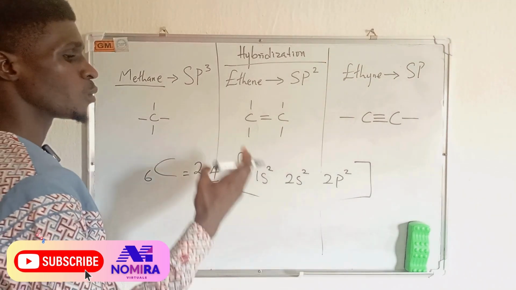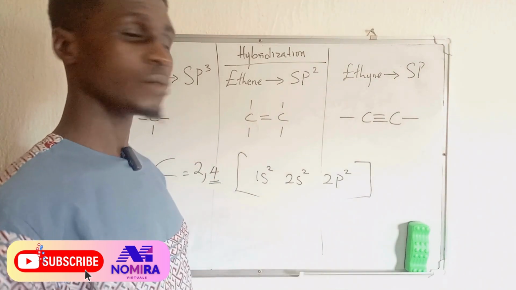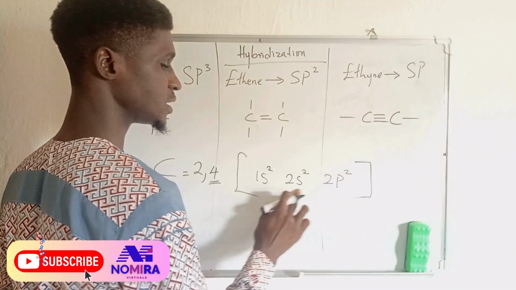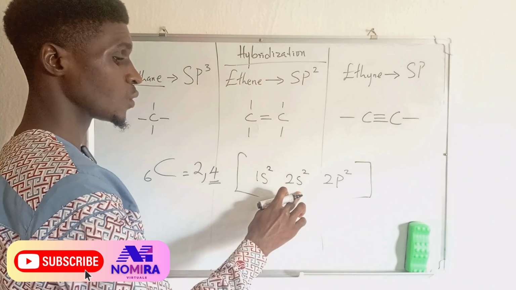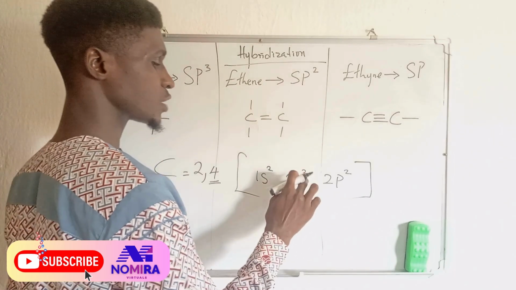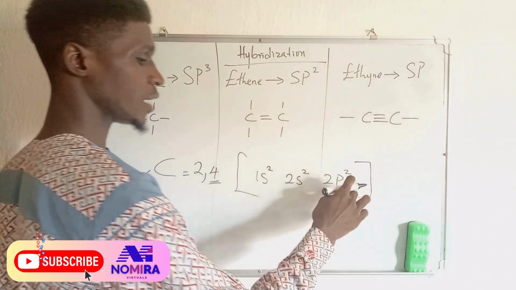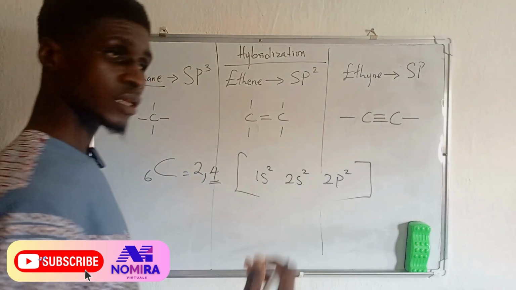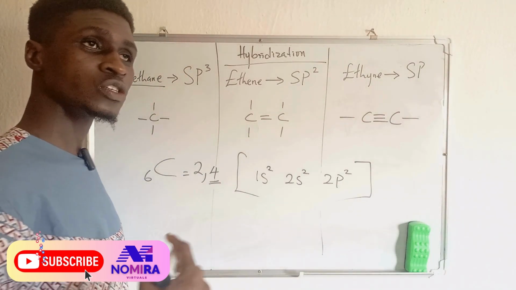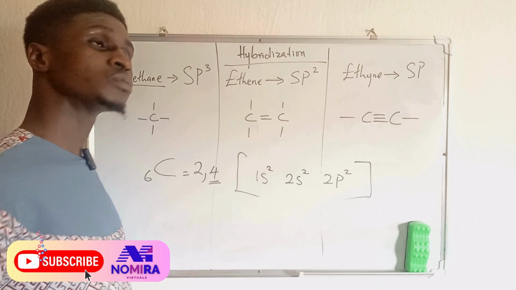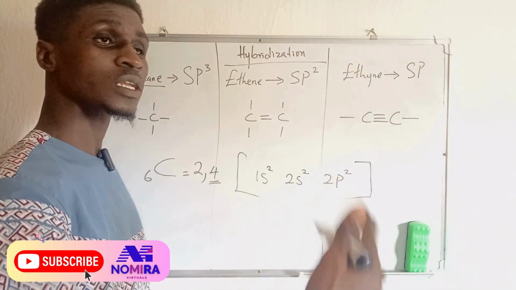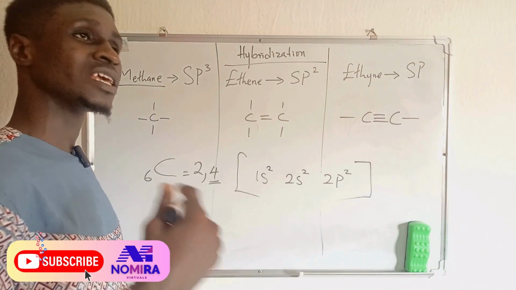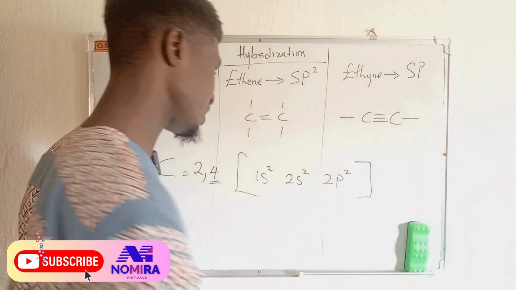So for us to understand hybridization very well, you understand that something happens in this s orbital where one of these electrons jumps and enters this p orbital. When an electron from a lower energy level jumps to a higher energy level, we call it excitation. We say that that particular configuration is in the excited state.